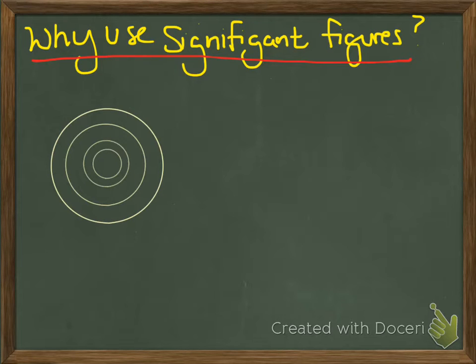If we think about firing an object at a target, where the bullseye is the center and that's the point you want to hit, an accurate shot is one that gets close to the target. It's close to the true value of something. So if you're measuring something, an accurate result is one that's close to the true value.